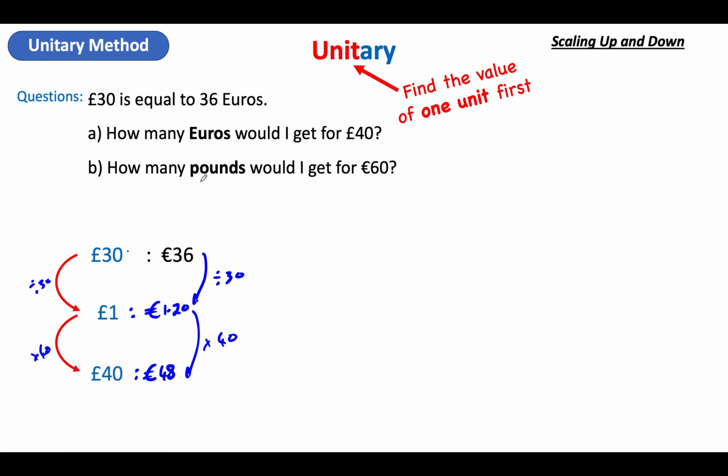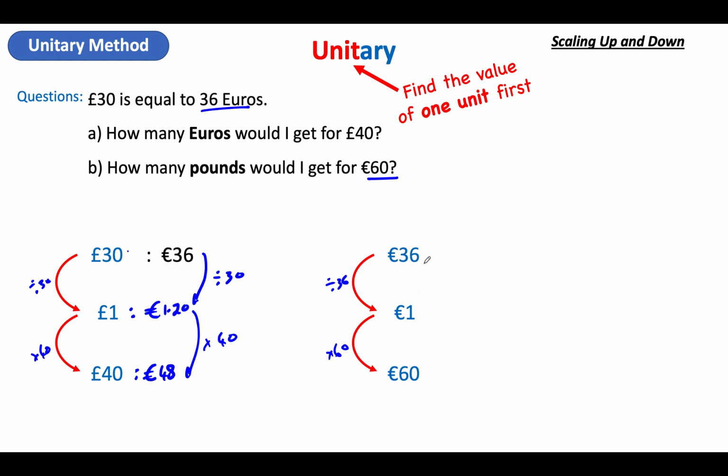Right, so this time, how many pounds would I get for 60 euros? So that means I'm going from 36 euros to 60 euros. So this time it's the euros that are doing the scaling. So I'm going to start at 36, go down to 1, and then back up to 60. It's really important to know which side you're scaling. Now to go from 36 to 1, you just divide by itself, because 36 divided by 36 is 1. And then to scale it back up to 60, we need 60 lots of it, so times by 60.